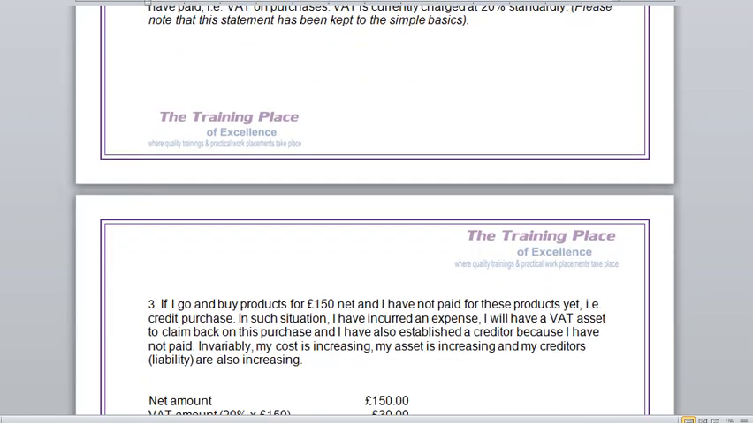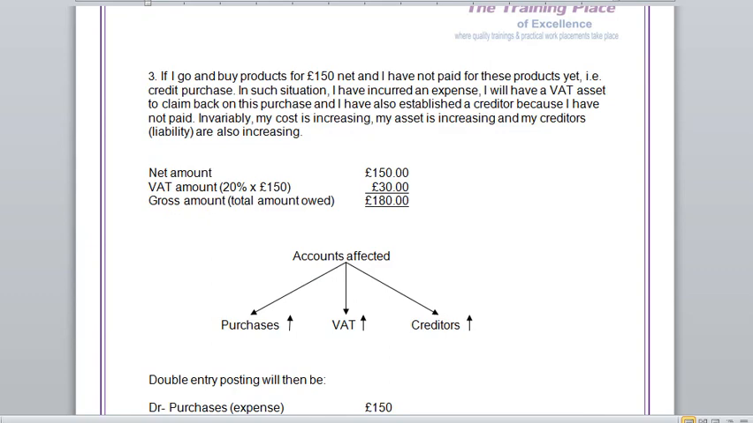With the same scenario, we want to now work on the exercise as though there is VAT charged on that transaction. If I go and buy products for £150 net, meaning the net amount, and I have not paid for these products yet, that is a credit purchase. In this situation, I've incurred an expense. I will have a VAT asset to claim back on this purchase. And I have also established a creditor because I have not paid.